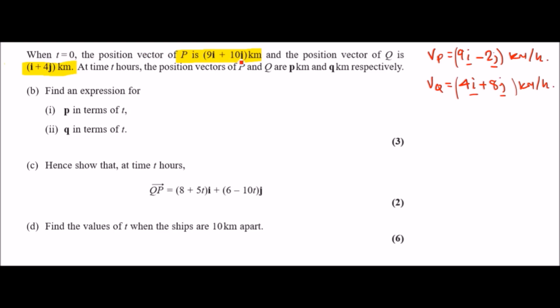So this is the initial position vector, right? Because we're at time 0. And as for Q, it is i plus 4j. Now, at time t hours, the position vectors of P and Q are P and Q respectively. So let's find expressions for both.